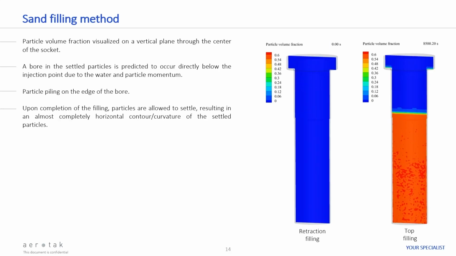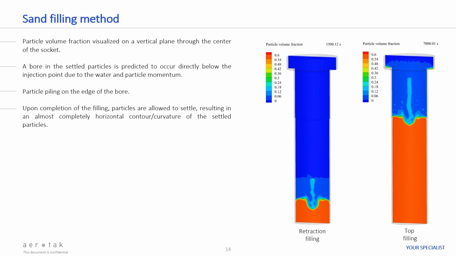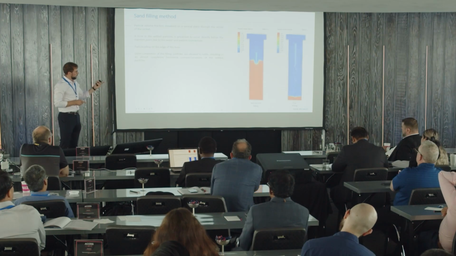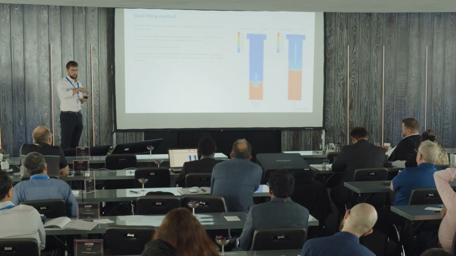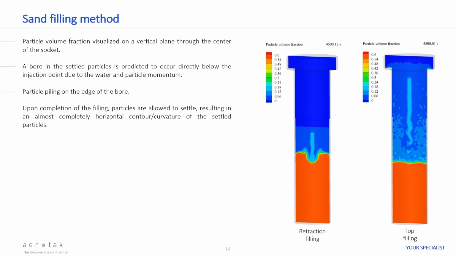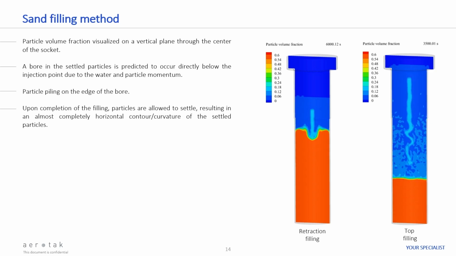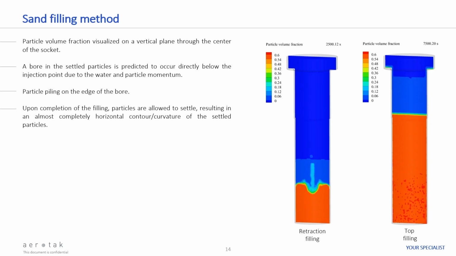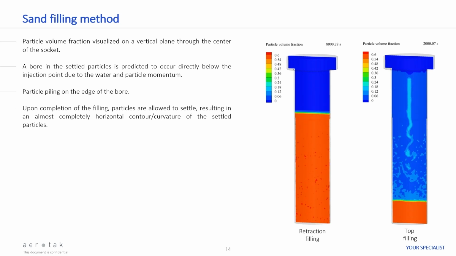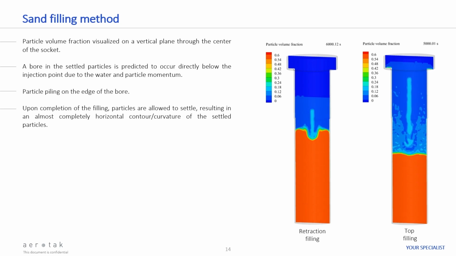Here are, again, two animations, one for the retraction filling on the left and one for the top filling on the right, where we've put a center plane down through the middle. One of the other things we're interested in showing is how the surface contour of the settled sand, which is marked in red, evolves both as a function of space and of time. What we can see is that for the retraction filling case, there is quite a short distance between the outlet of the pipe and where we have the settled particles. That creates a sort of bore and then a piling of these particles next to it, which looks quite realistic. You get the same type of behavior for the top filling, but only at the end, where you have a shorter distance.